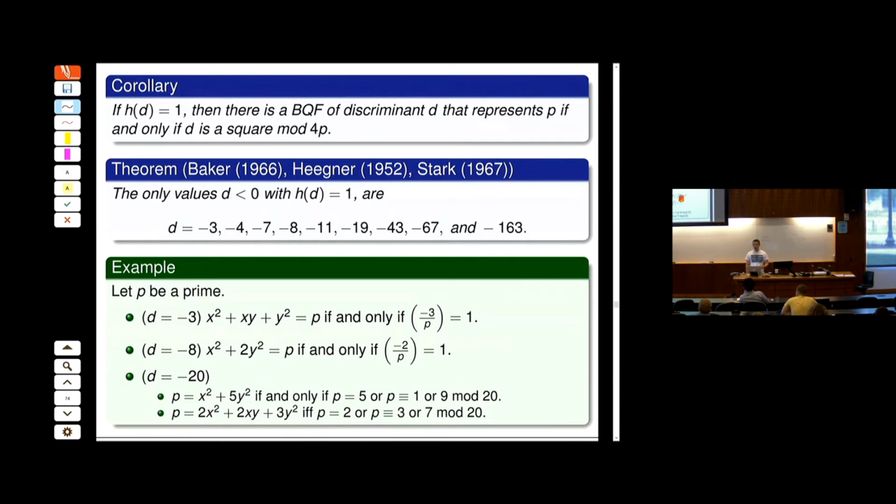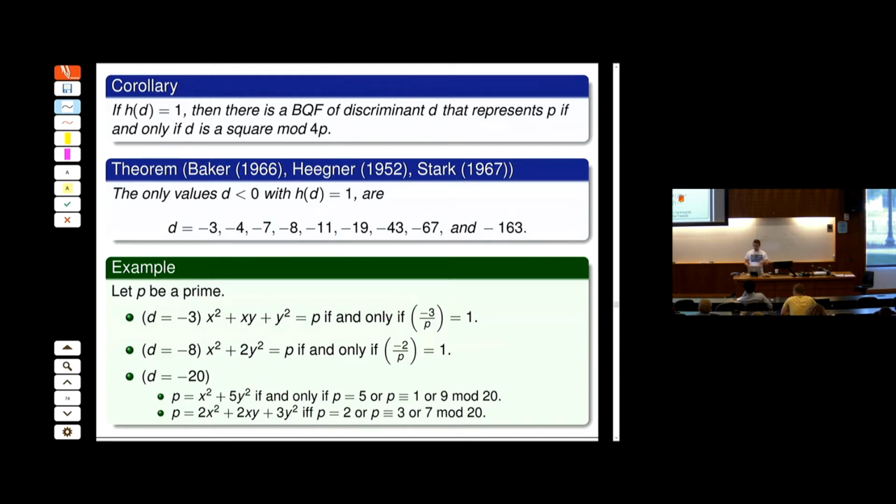However, if you go up to a case where the class number is not 1, the corollary doesn't work. It's not an if and only if. It says that if D is a square mod 4P, then there is a form that represents P, but now there are 2 forms. So each one of the forms represents a different set of primes.